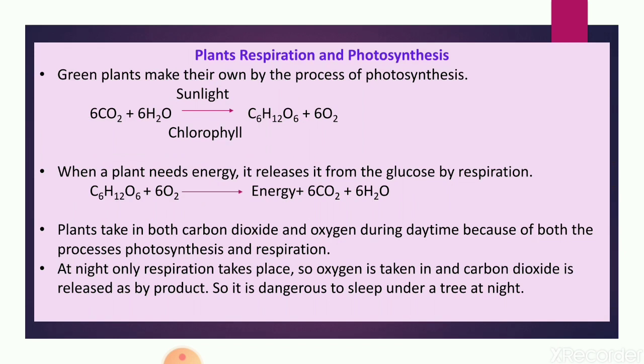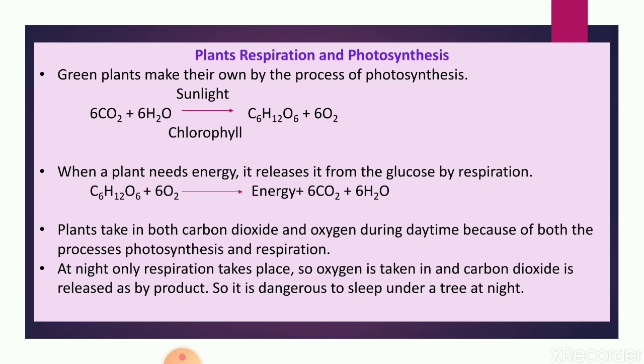Now, plant respiration and photosynthesis. So we all know that green plants make their own food by the process of photosynthesis. They make glucose by combining water and carbon dioxide, and they do this in the presence of sunlight with the help of chlorophyll. Sunlight is trapped in the chlorophyll, and that energy is used to combine carbon dioxide and water together, and they form glucose as their food. Oxygen is also produced in this reaction, that is photosynthesis.